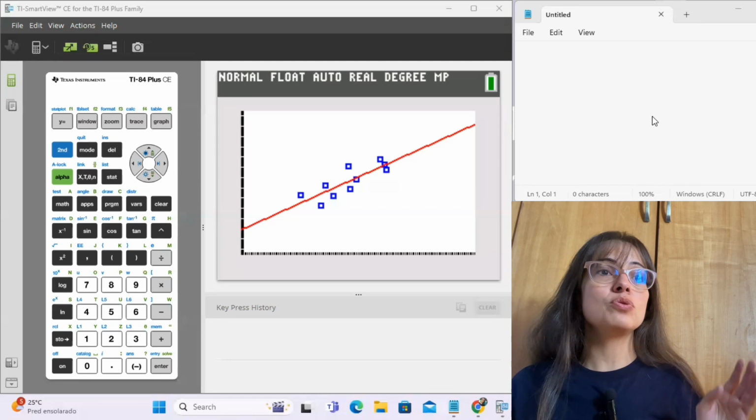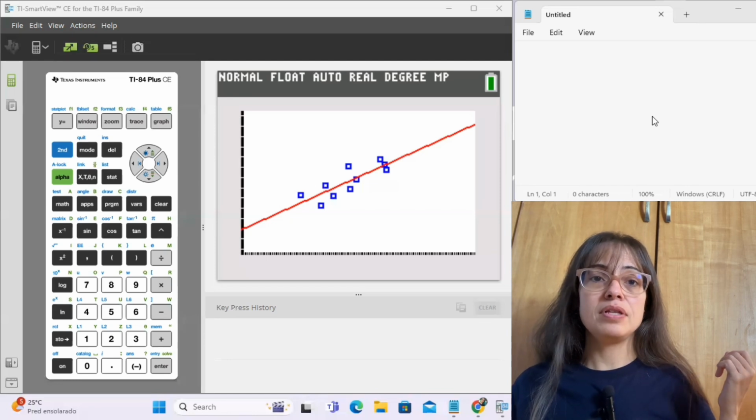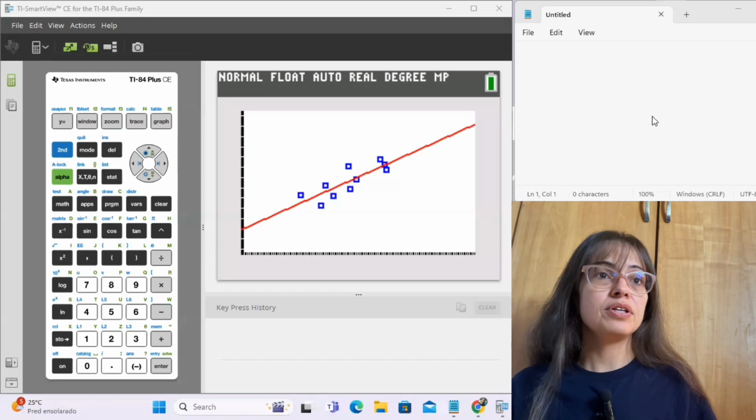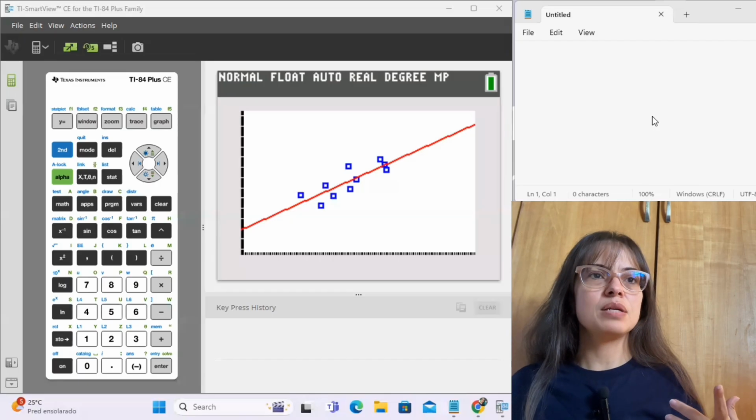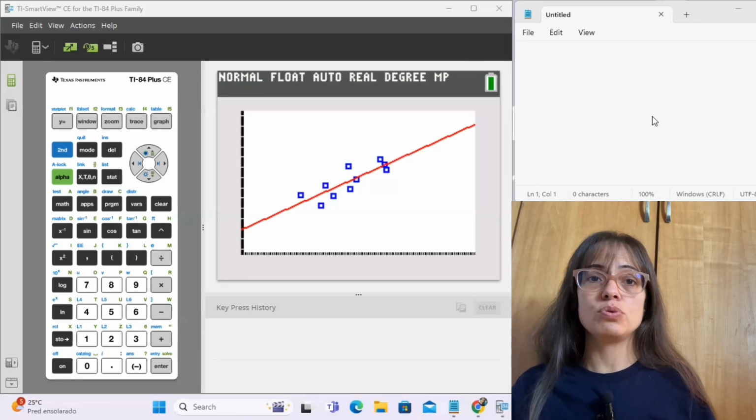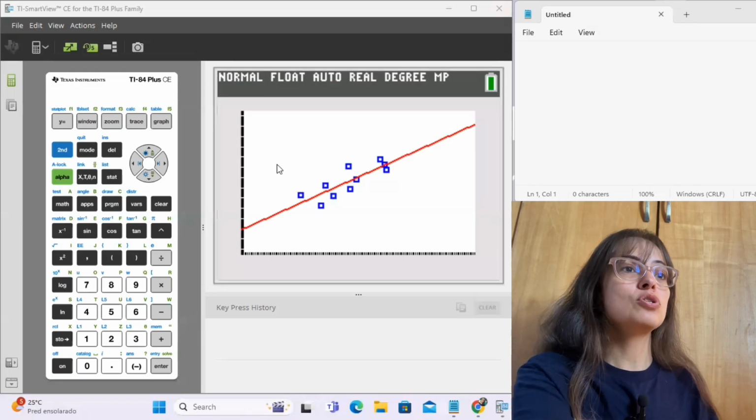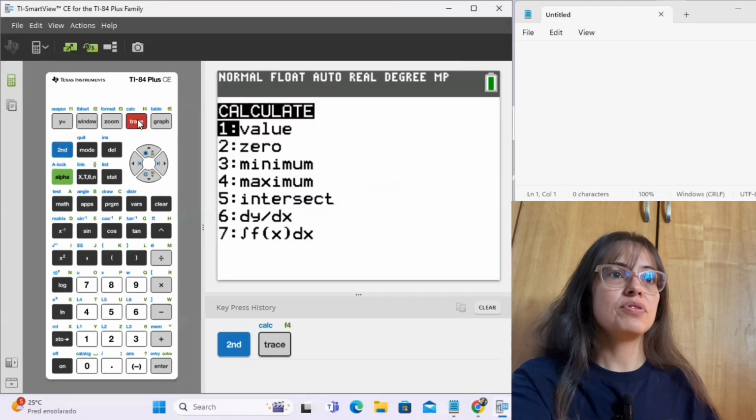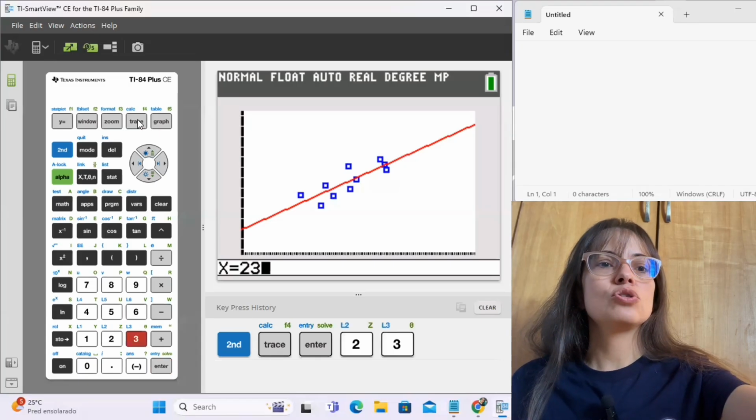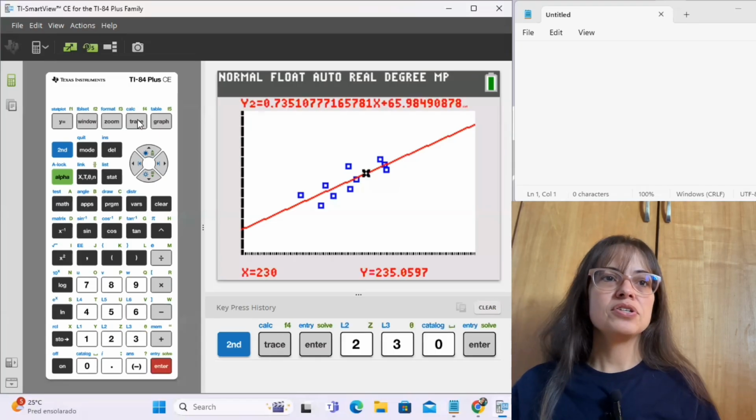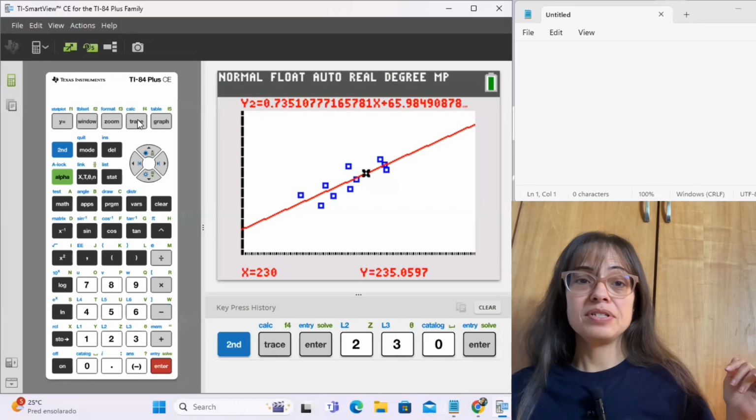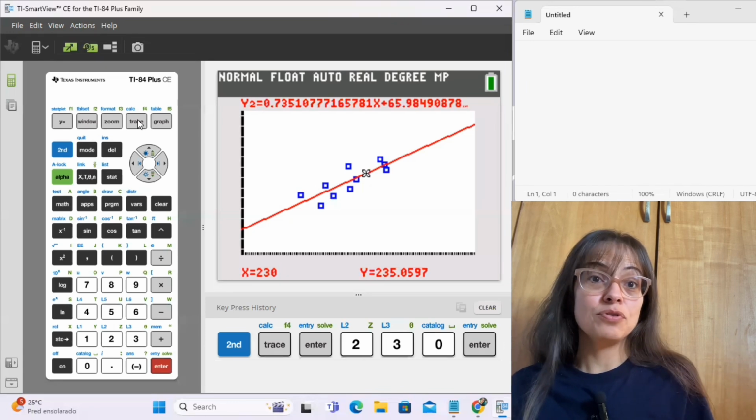So instead, what I'm going to do is use this line that the linreg stored in the y equals for me, and I'm going to use that to calculate the value. In this example, pretend that he's asking me for the value of y when x is equal to 230, okay? So in this menu, second calc, I'm going to ask for the value when x is 230, and there's the answer, 235. I prefer doing that because, as you can see at the top of the screen here, the calculator is using a whole lot of significant figures, so I feel more comfortable.